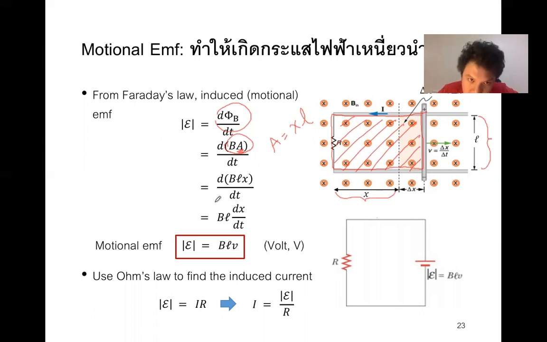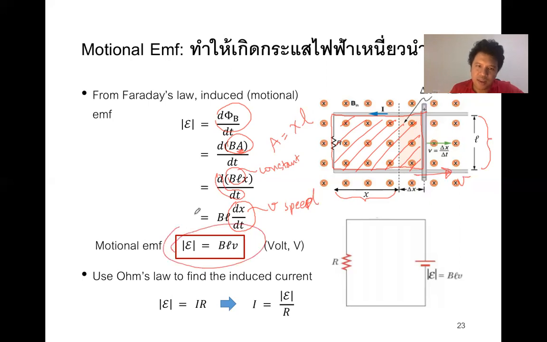When we are considering d by dt, the differentiation, B and L are constant, so we consider the change in the value X. So dx by dt will become the speed of the moving bar, and the motional EMF can be obtained by BLV.